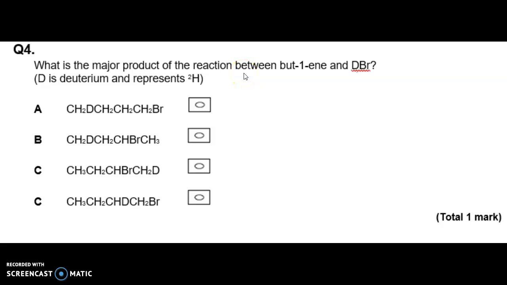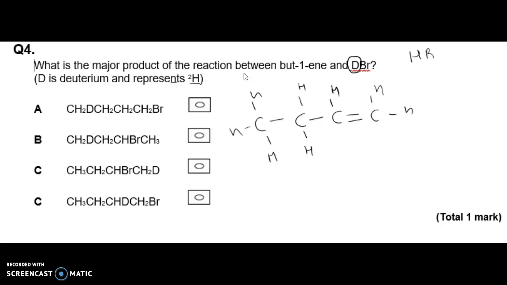This is a question about addition to an alkene. In this particular case, it is butene. So, reaction of butene with deuterium bromide. Now don't panic when you see deuterium. The clue is given, it represents 2H. So it's an isotope of hydrogen, so consider it quite similar to HBr.